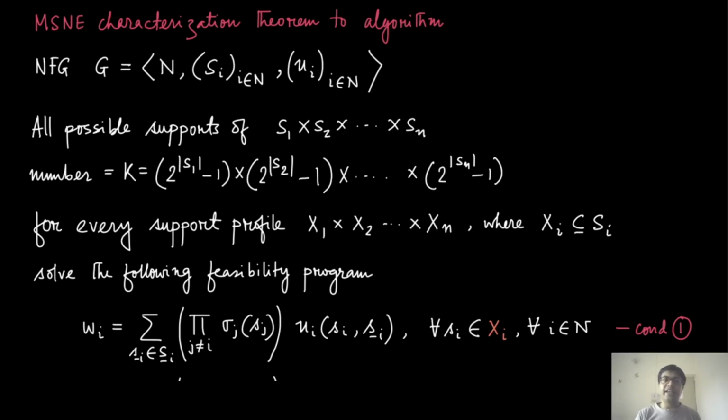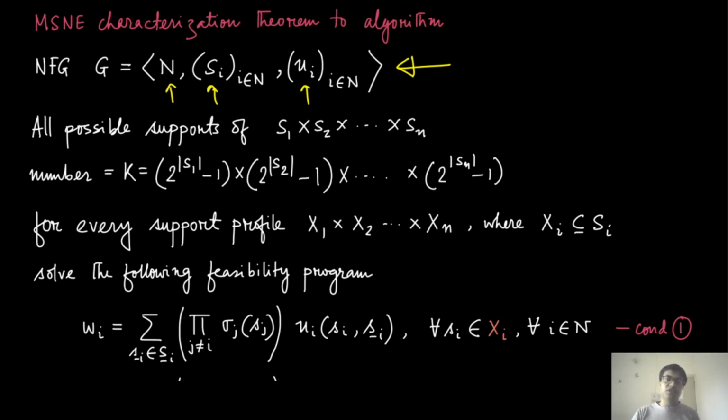So we discussed the characterization theorem for MSNE. Now let us look at how we can use that result to develop an algorithm to find the MSNE. So let us consider the normal form game, which is represented by a set of players N, their strategies S_i, and their utilities given by u_i's.